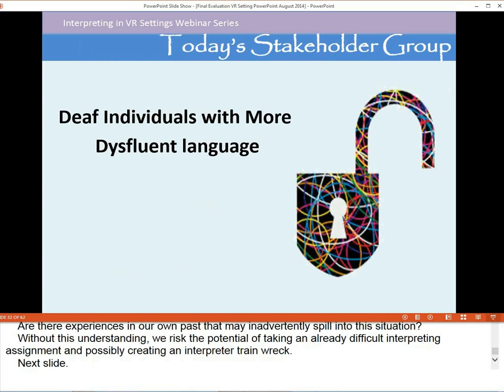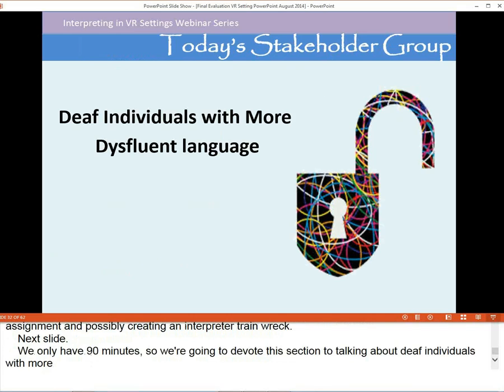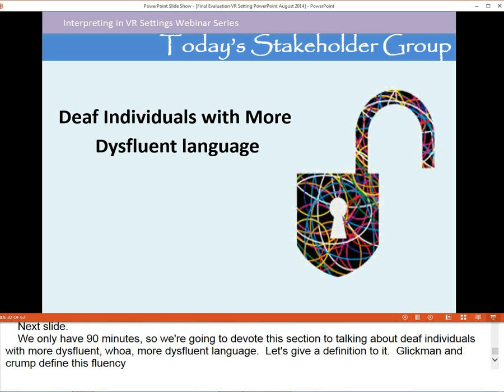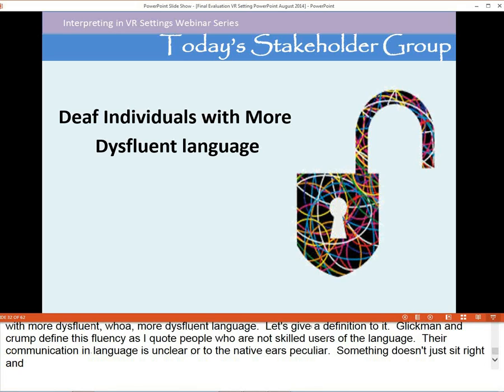We only have 90 minutes, so we're going to devote this section to talking about deaf individuals with more disfluent language. Let's give a definition to it. Glickman and Crump define disfluency as, and I quote, people who are not skilled users of the language. Their communication in language is unclear, or to the native ears, peculiar. Something doesn't just sit right, and you know it isn't you.